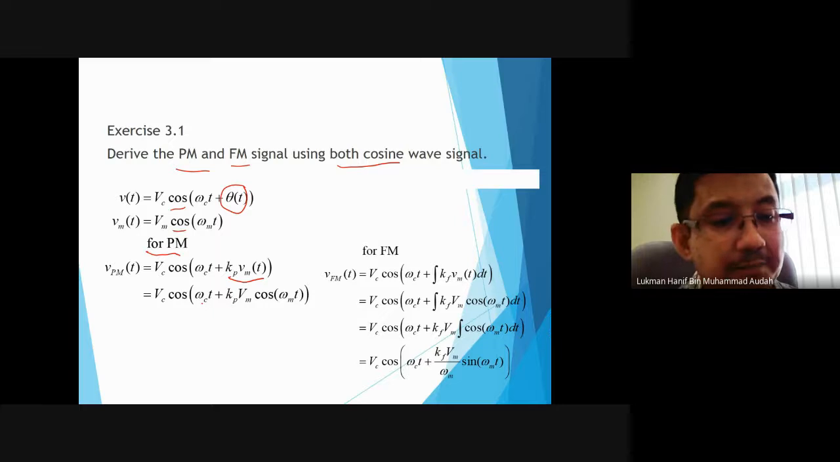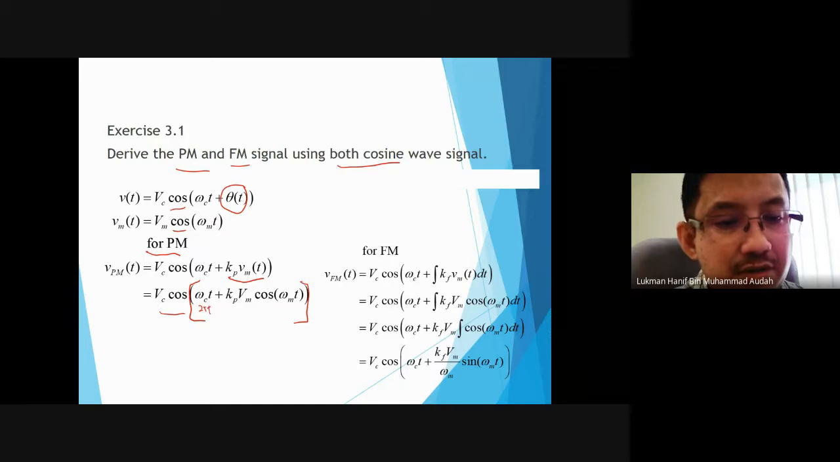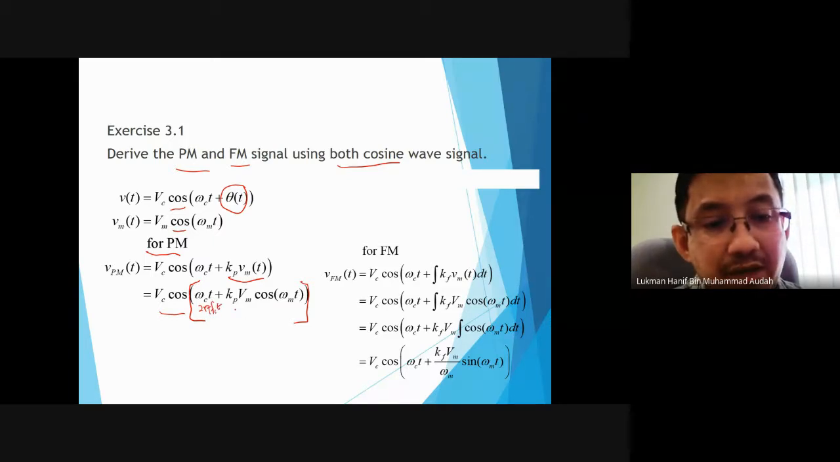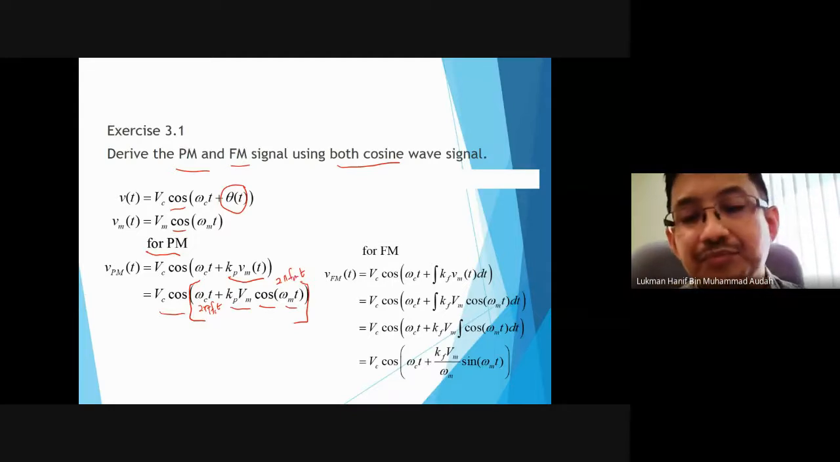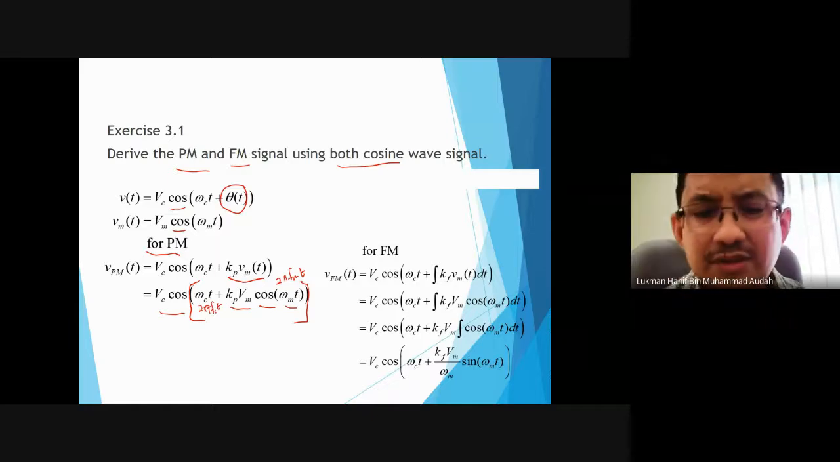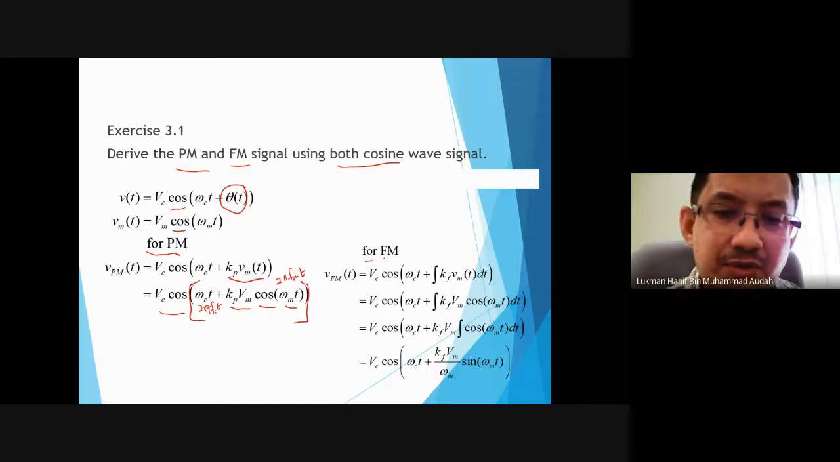Maka kita akan dapat VC cos, remember big bracket. Okay, remember to write big bracket omega CT, or you can write 2 pi FCT. Boleh juga tulis 2 pi FCT plus Kp. So tadi kita dah tukar Kp Vm cos omega mt. So this omega mt is equal to 2 pi Fm t. Okay. And then what? For FM, frequency modulation.